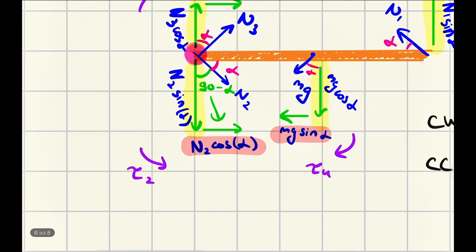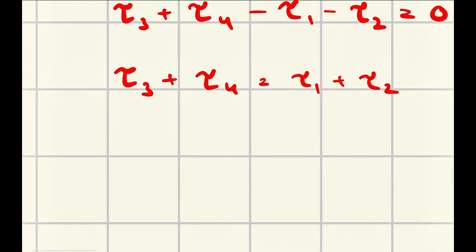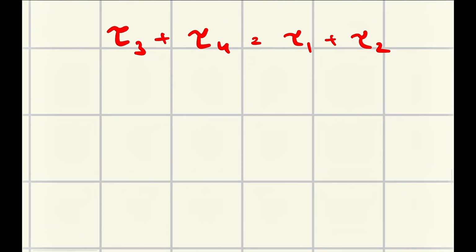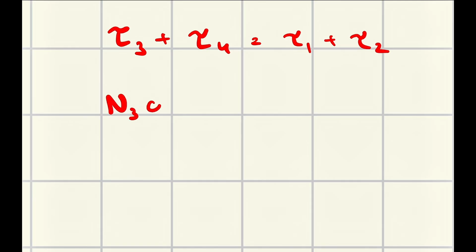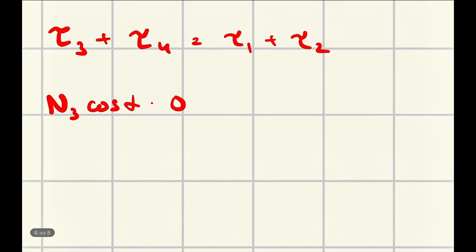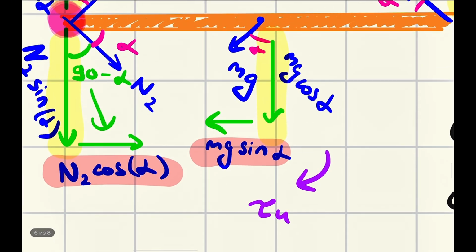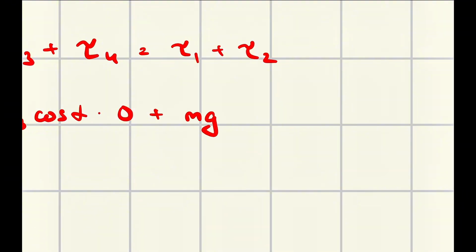Okay, so the force of torque 3 is N3 cosine alpha. That's why let me write it here. This is force N3 cosine alpha, and the radius is 0. Okay, so what about torque 4? Let's plus torque 4 is our mg. It is mg cosine alpha.